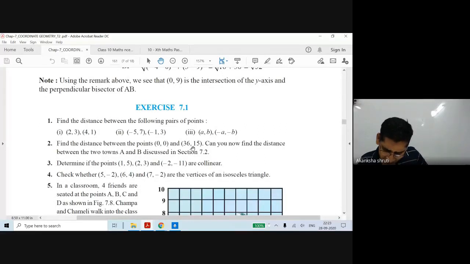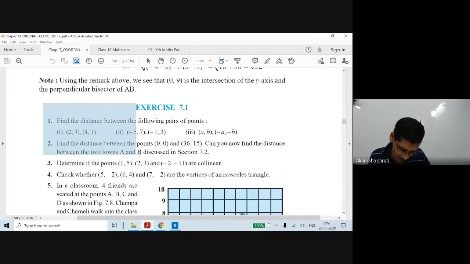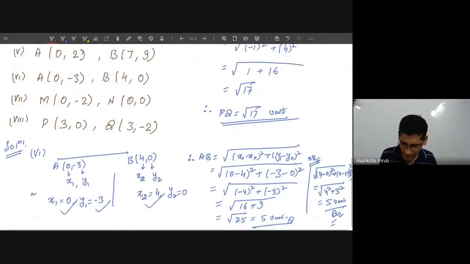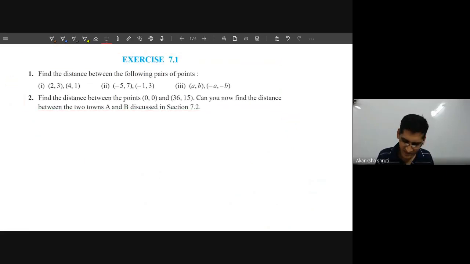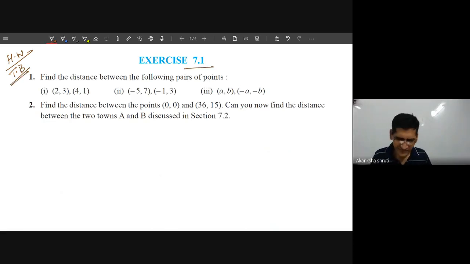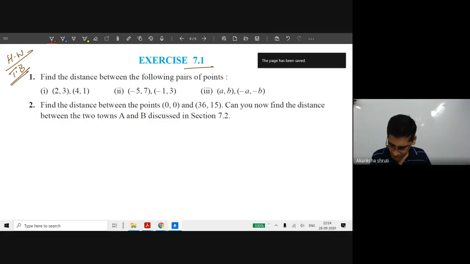Find the distance between point A and B. Can you find the distance between the two towns A and B? Determine the point. So do question number 1 and 2 only. Collinear and other concepts we will discuss tomorrow. और भी बहुत सारी चीजें आती हैं कॉलिनियर को प्रूफ करने के साथ साथ. Type of triangle and other things we will do tomorrow. So this is our textbook, exercise 7.1. Only 2 questions you please do.